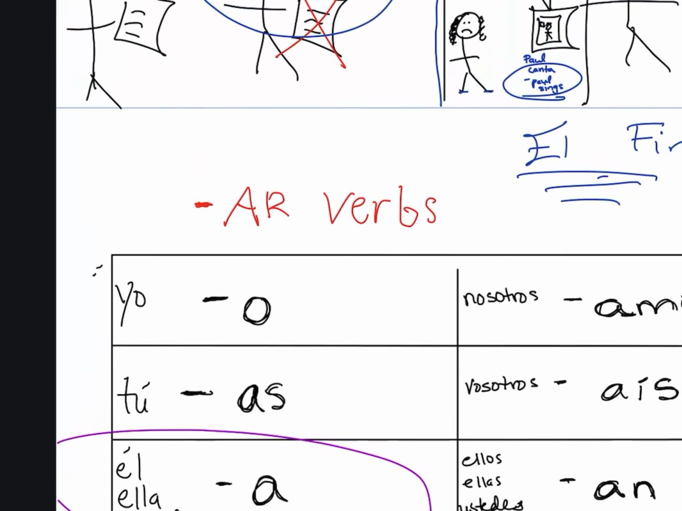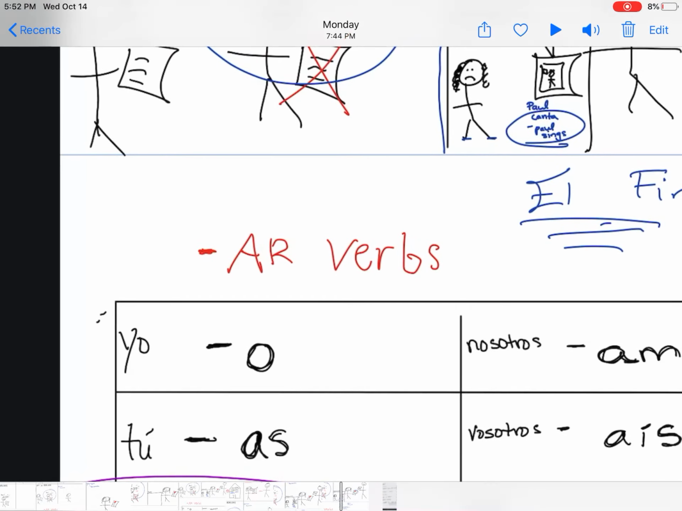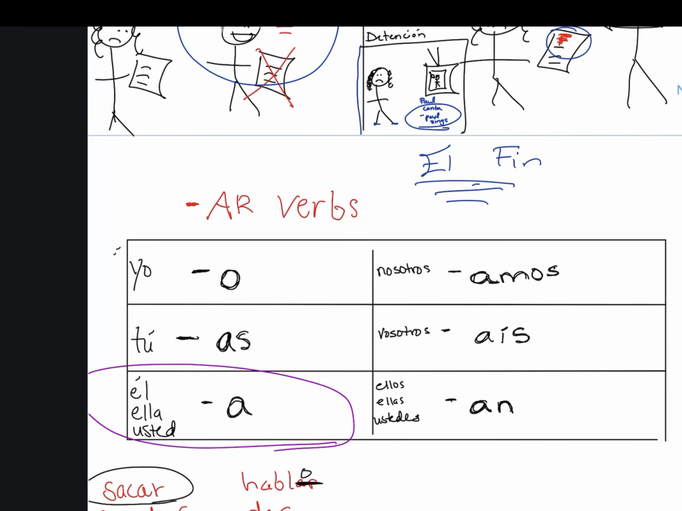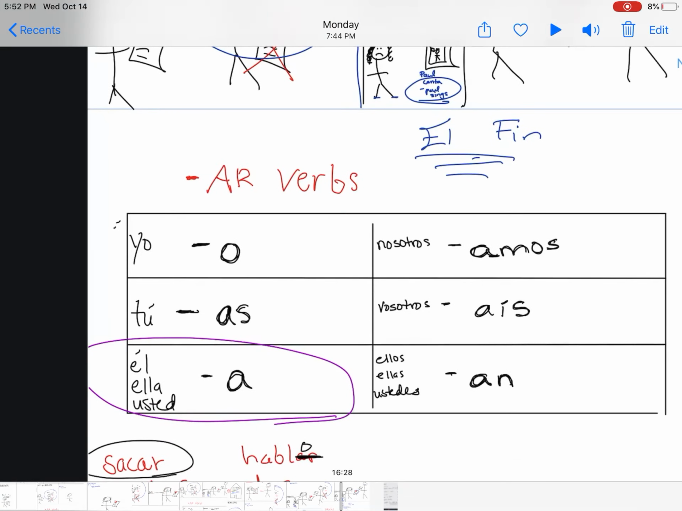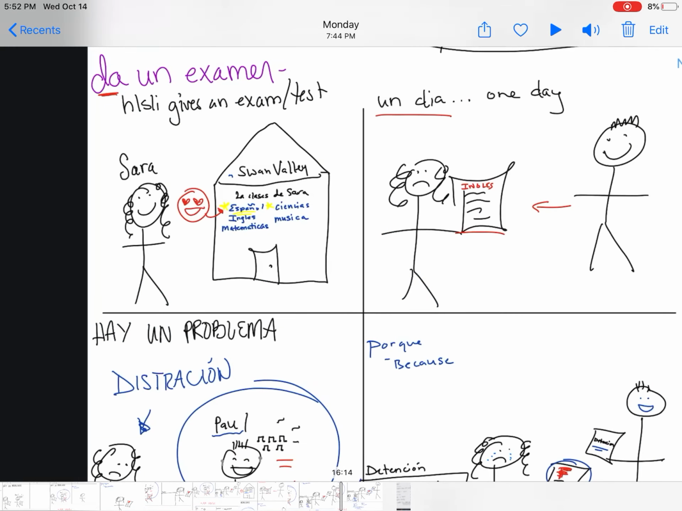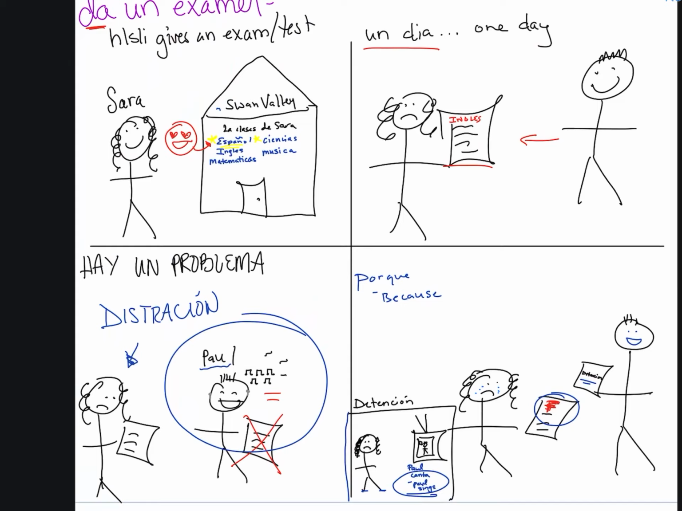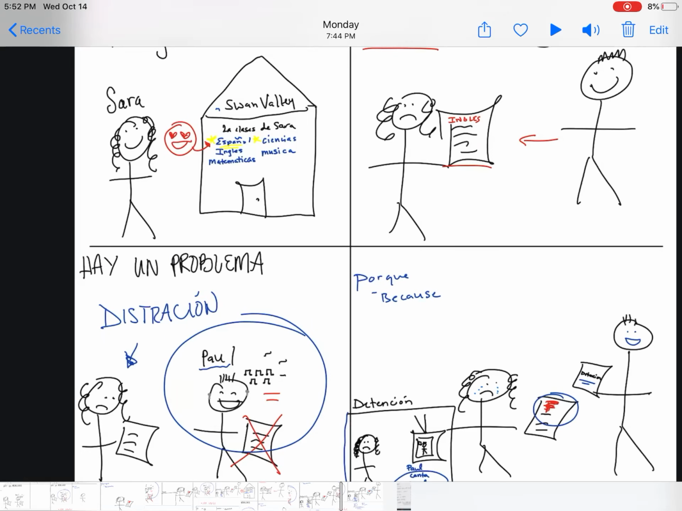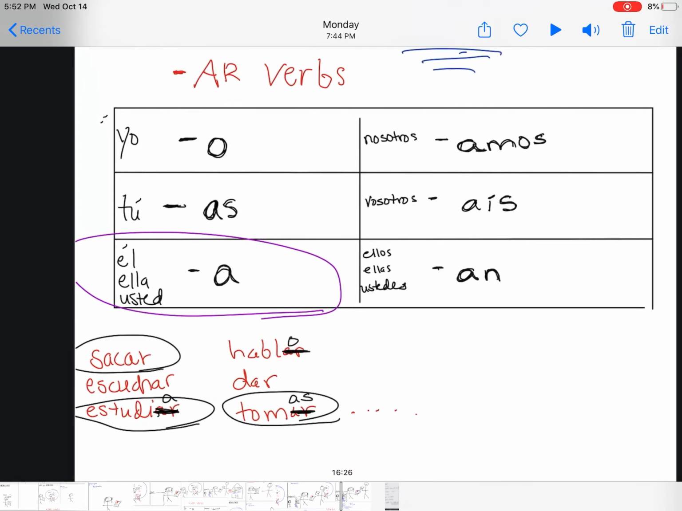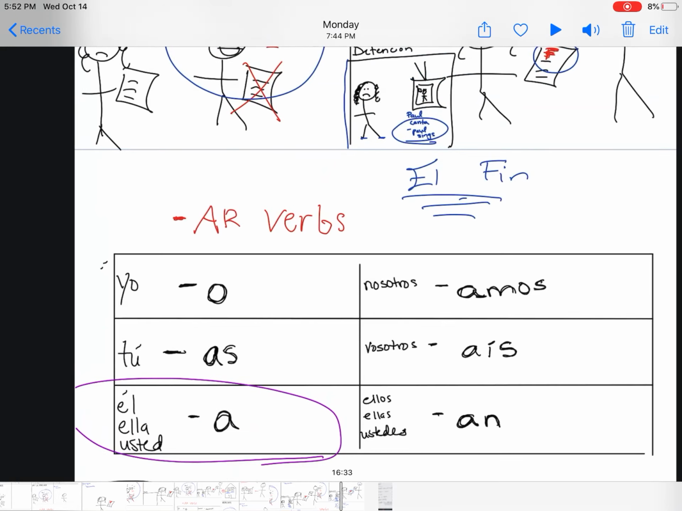And then you want to change another sentence. Instead of Sarah tiene muchas clases, you could say yo tengo muchas clases. You could say Paul, instead of Paul escucha a música, you say yo escucho a música. You could say yo estudio mucho. So you're rewriting this story in the yo form to the best of your ability.